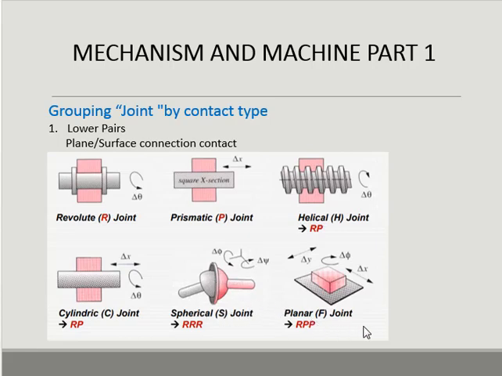And sixth, the planar joint. The planar joint has XY axis motion and rotation also. You can look at this picture. The planar joint has motion along the x-axis, first motion, the second motion along the y-axis, and the third motion is rotation.